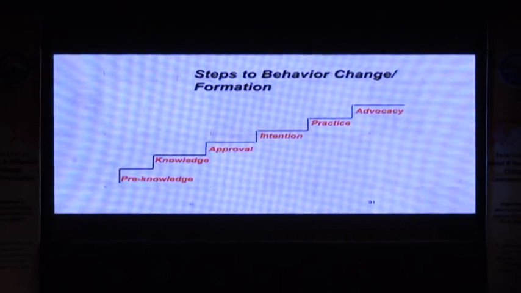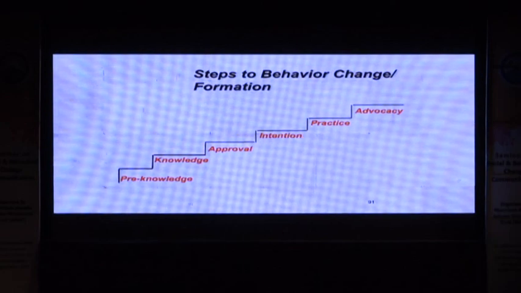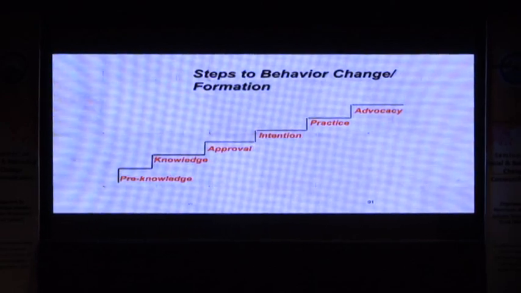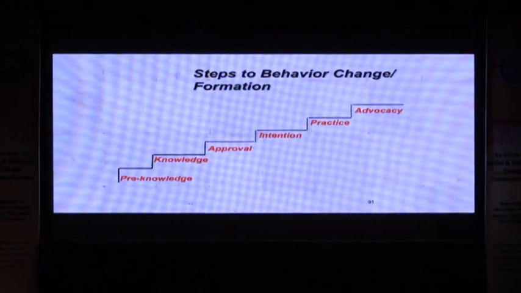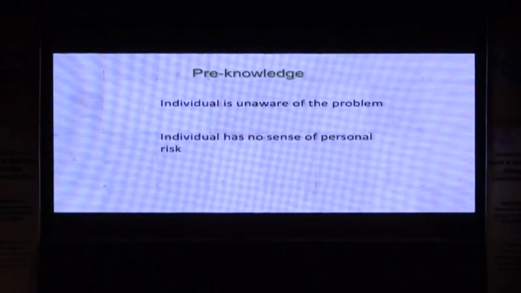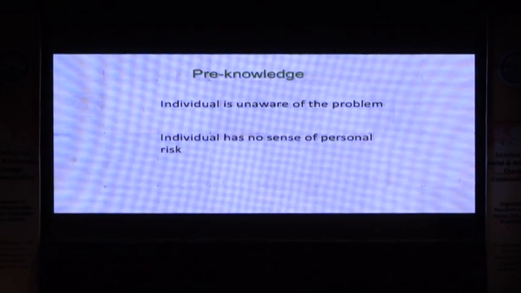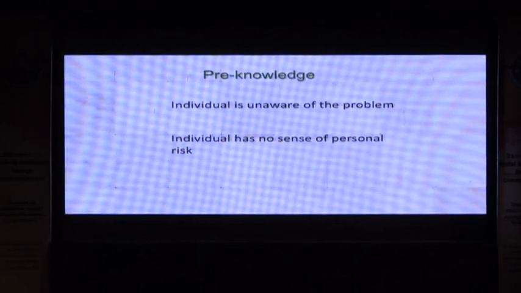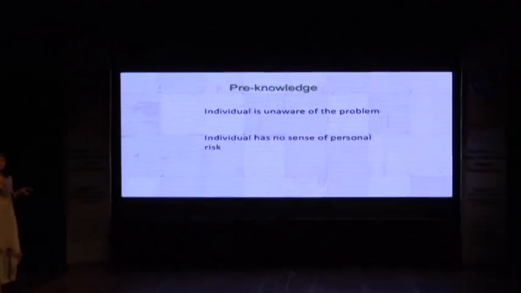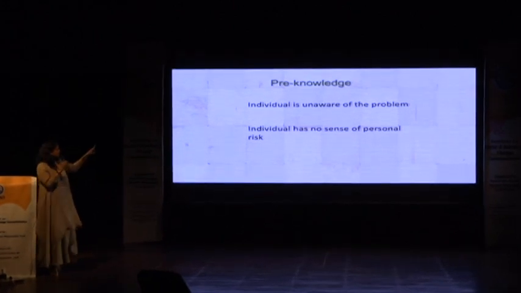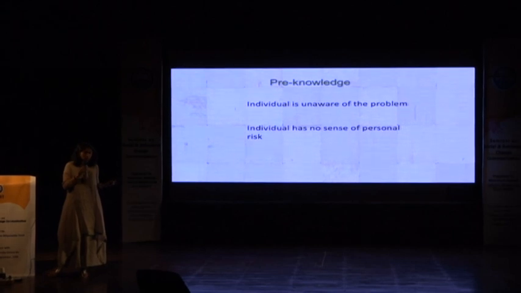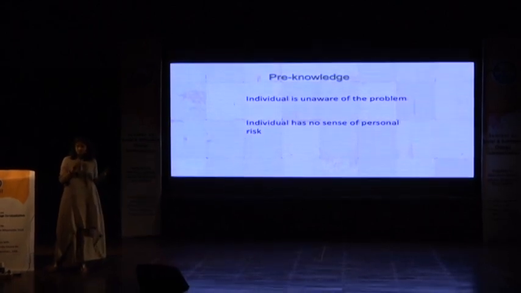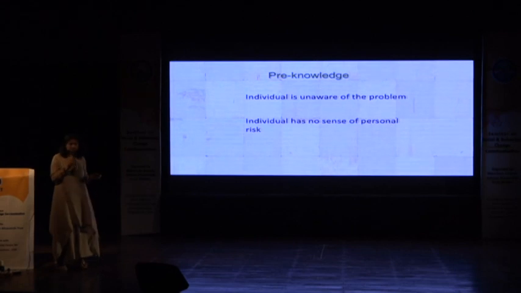So I just want to walk through these steps to say that when we address programs and people, we're not always on the same step. You may need different messages or different approaches for different people. For example, the first step is pre-knowledge. This means the individual is not aware of the problem and has no sense of personal risk. So let's say I'm a smoker. I don't know that smoking causes cancer. I don't know I'm at risk at all. So I'm in a pre-knowledge stage. That's the first stage.